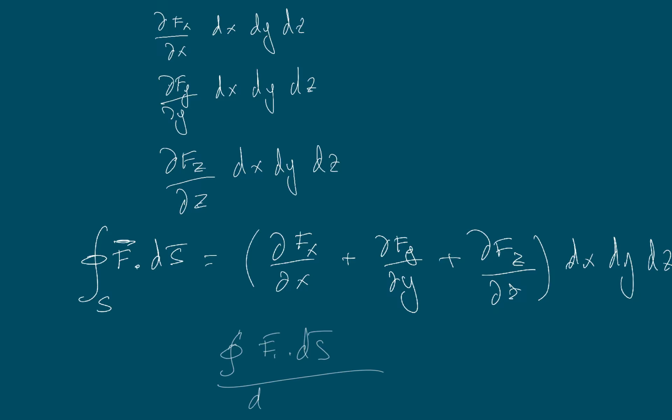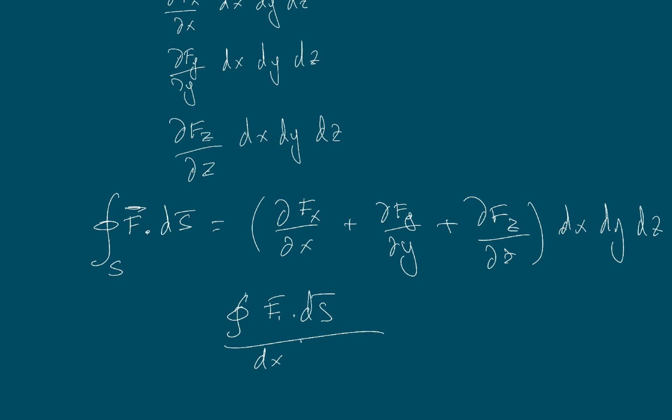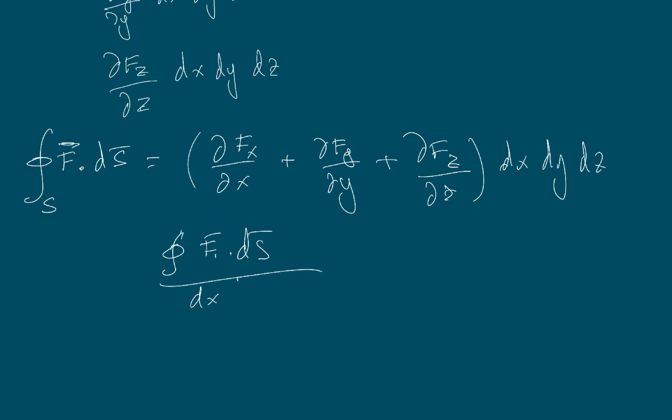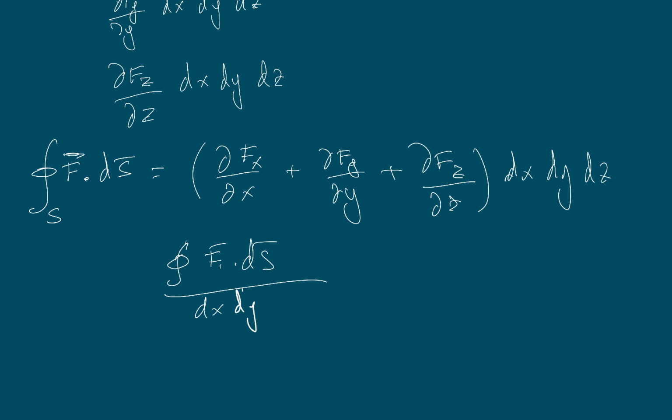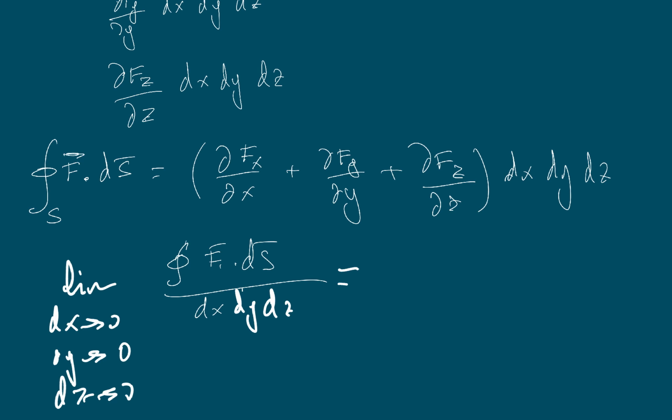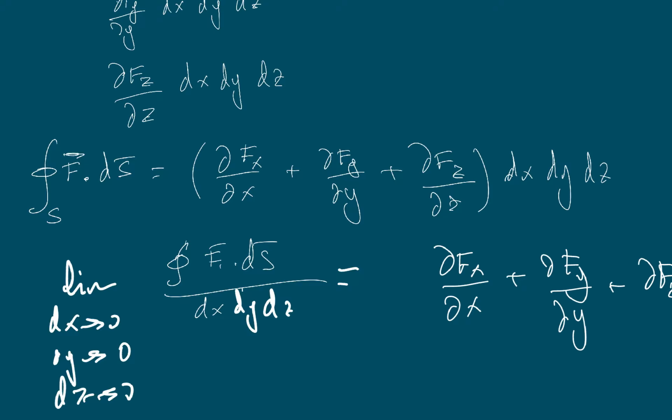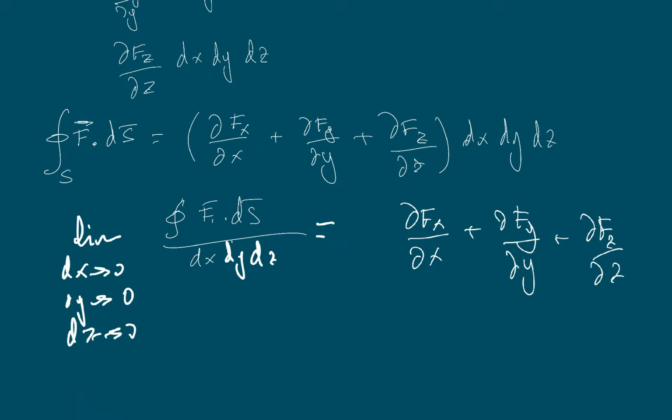And what if I find the flux per unit of volume? What will be the flux per unit of volume? In the limit when dx goes to 0, dy goes to 0, and dz goes to 0, what will it be? Well, it will be the partial of f sub x with respect to x plus the partial of f sub y with respect to y plus the partial of f sub z with respect to z. And this is the divergence.